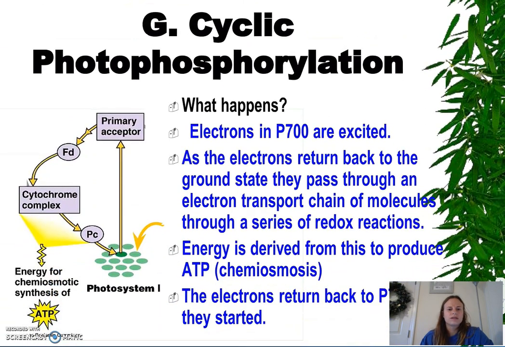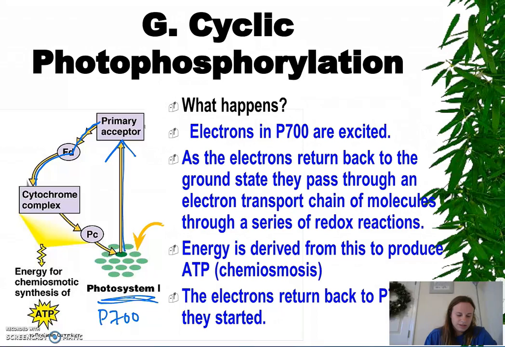Cyclic photophosphorylation only involves photosystem 1, in other words, P700. So what's going to happen? Well, the electrons in P700 are excited. Then those electrons don't stay excited though. They're going to return down through an electron transport chain.